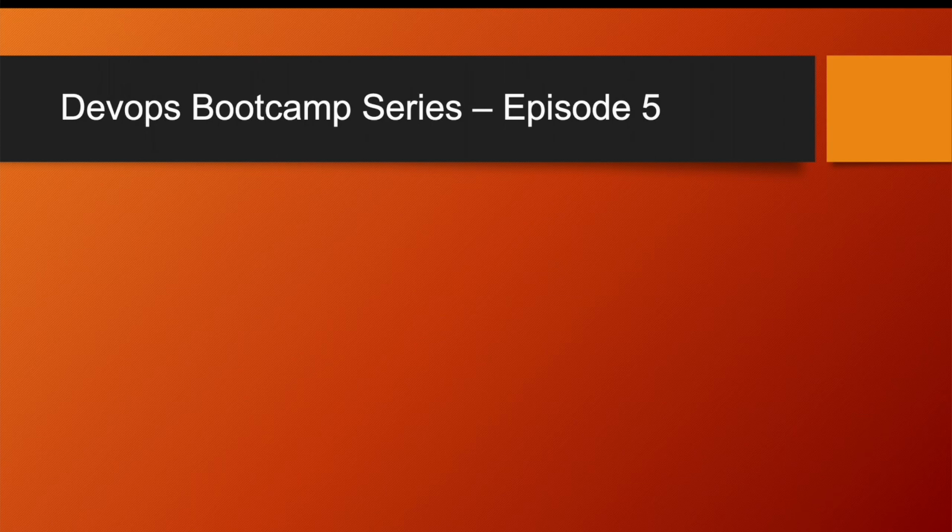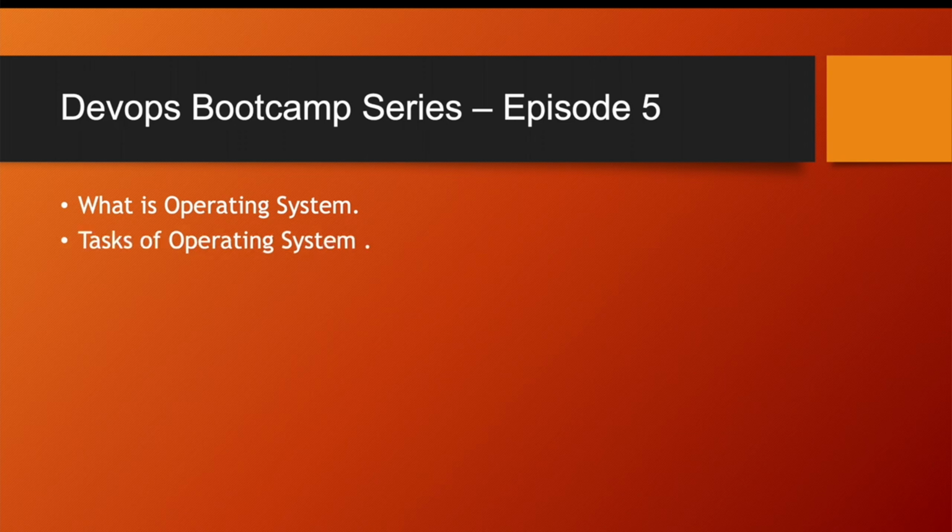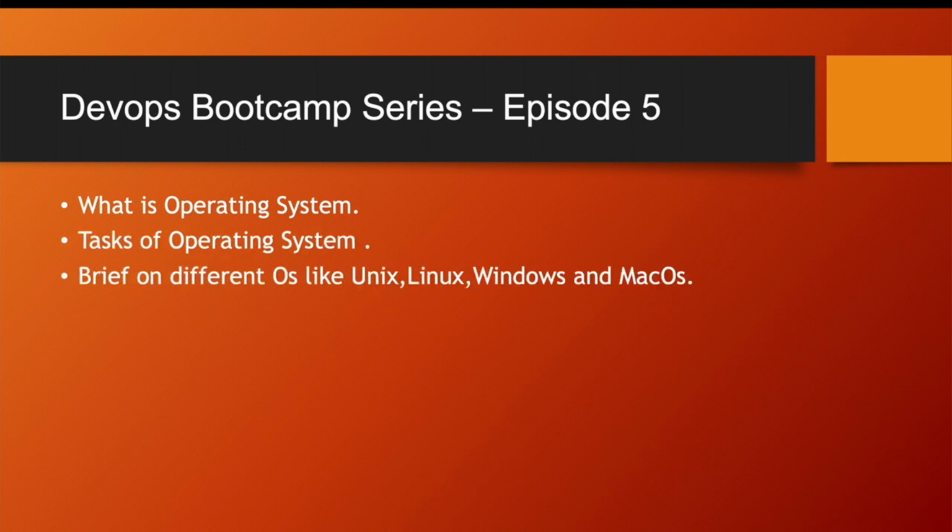So till now we discussed only the planning phase. After that, as we discussed, we have other phases too. But to understand all those phases, operating system knowledge is a must. Now let's talk about the agenda for today's video. We are going to discuss the below points. The first one is what is an operating system? What are the tasks of an operating system? A brief introduction to the different types of OS available in the market like Unix, Linux, Windows and Mac OS, and why Linux is needed for DevOps.